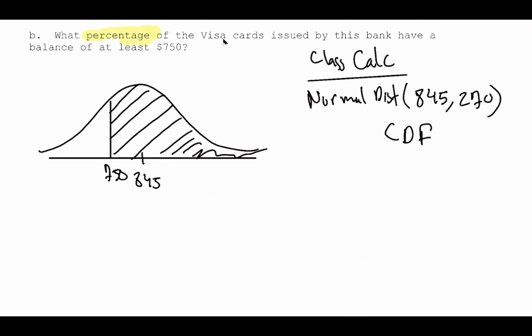Then your lower bound is 750. Your upper bound is positive infinity. So that's what you want to enter into ClassCalc. Once you enter that, it should give you the correct answer, and then you go from there. So that's how you want to do part B. You have to be able to interpret that at least 750 means 750 or above. But any question in regard to B?